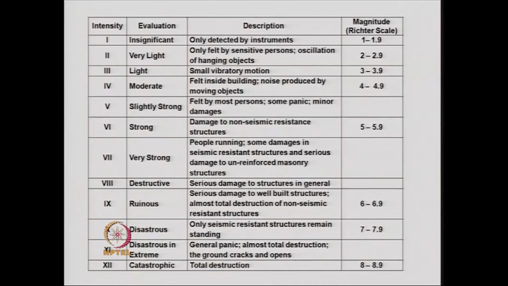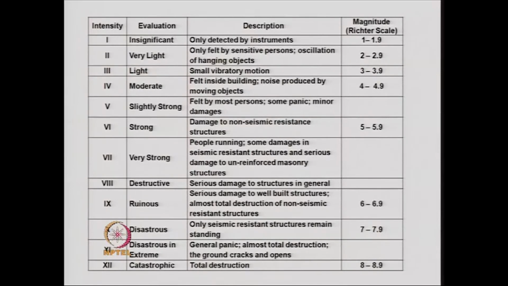At the intensity scale of 10, the things that are observed are that only seismic resistant structures remain standing, other structures do fail. This is evaluated as disastrous, and the associated magnitude is 7 to 7.9.